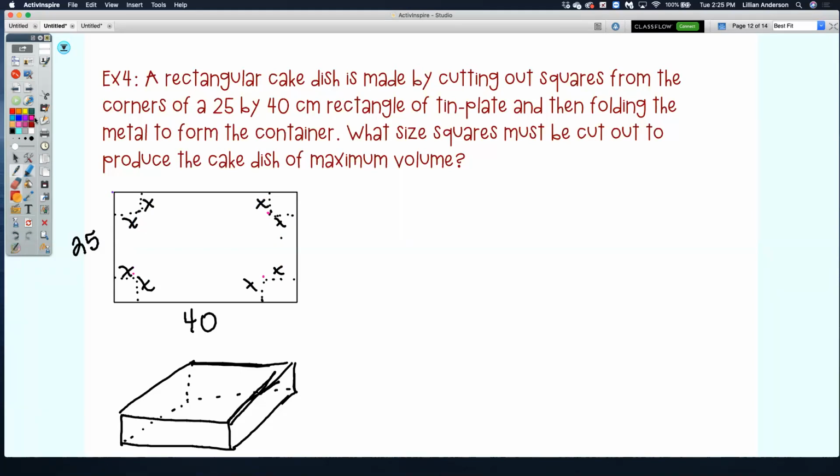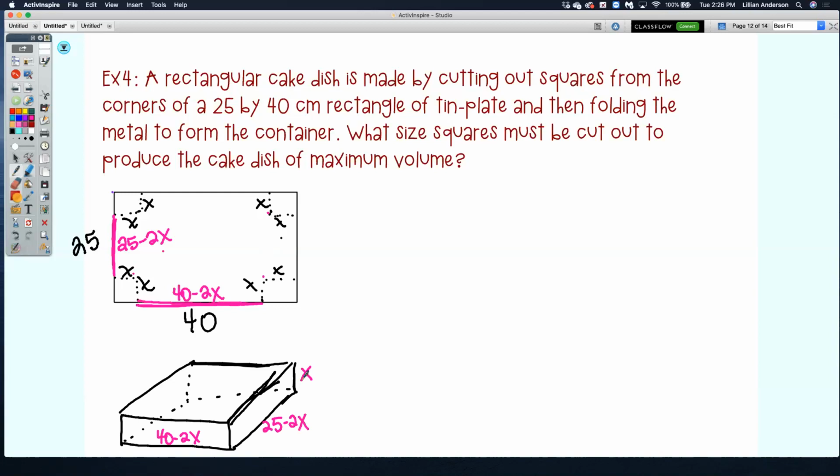So now if I cut off those squares, what is my new dimension now? 25 minus 2x times 40 minus 2x. Very good. 25 minus 2x. I've taken off an x from both sides. And 40 minus 2x. I've cut that off from both sides. That now represents my width and my length of my rectangular tin. What's my height? X. Because when you make those folds, that represents the height. So in this picture, we've actually done a lot of stuff that's going to help us in step 2.